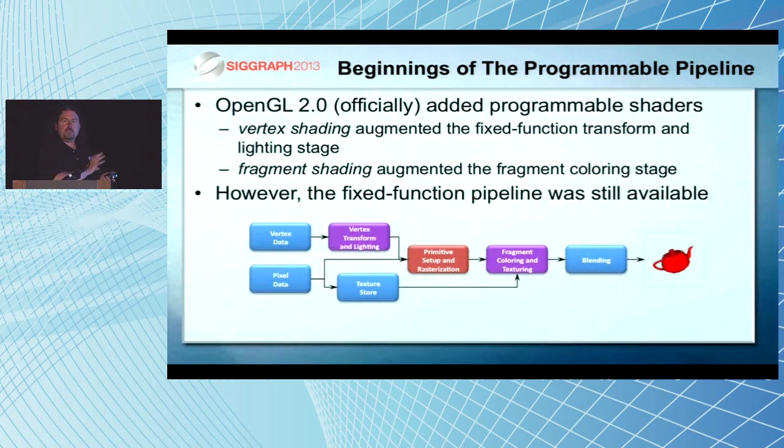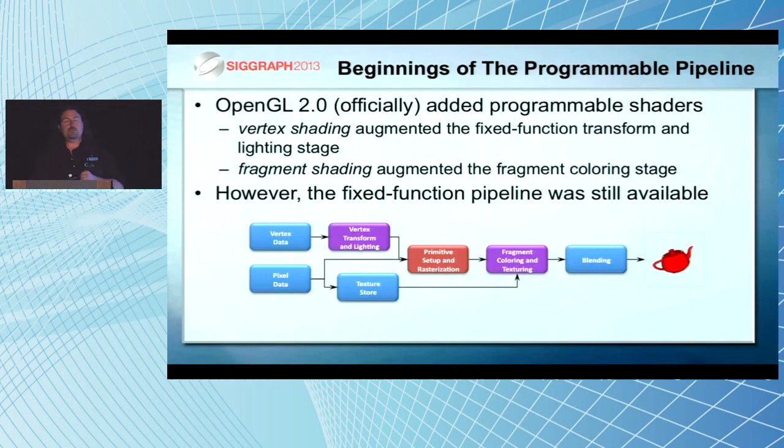Back in the day, they had slightly different versions of the shading language, but nonetheless, it allowed you to basically replace these stages here, the vertex, transform, and lighting, and the fragment and coloring, with some additional functionality. Now, 2.0 was a nice flexible API because it allowed you to use the old school way of doing things, but also began to show the features of what was coming down the pipeline.